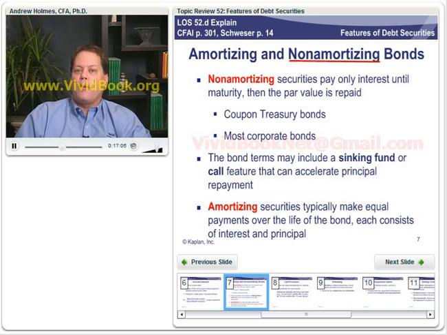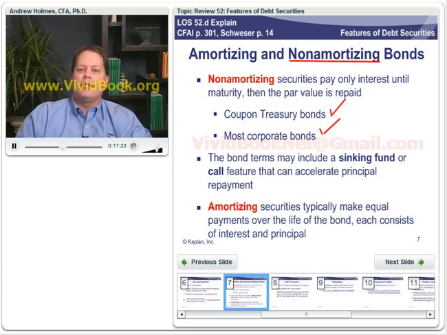So, coupon treasury bonds, those are of course non-amortizing. Almost all corporate bonds are non-amortizing, that is, if they're issued against a particular operating firm. So anyway, these are bonds that make interest payments during the life of the bond and then a return of principal at the end of the life of the bond.